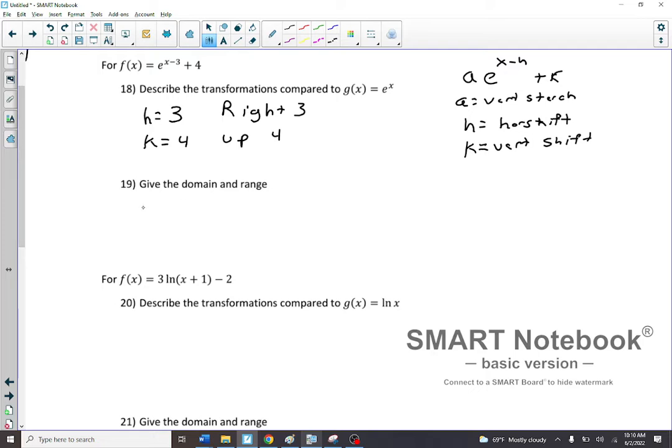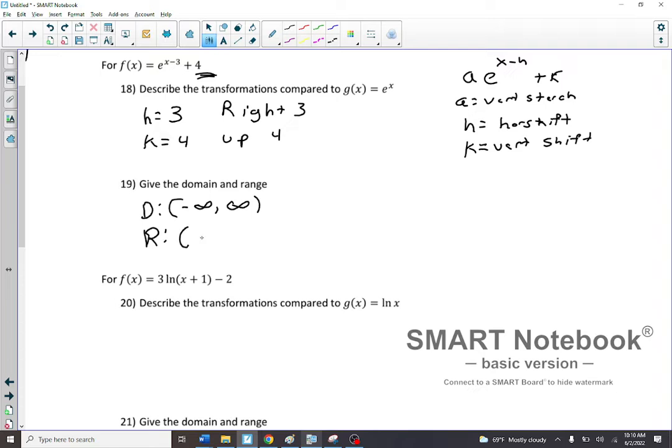Give the domain and range. For the domain, anything could go into an exponent, so it's negative infinity to infinity. And the range is going to be the lowest point it ever will get to, which is the vertical shift, because it starts low and then it shoots up high as an exponential. So the lowest it will get to is 4.